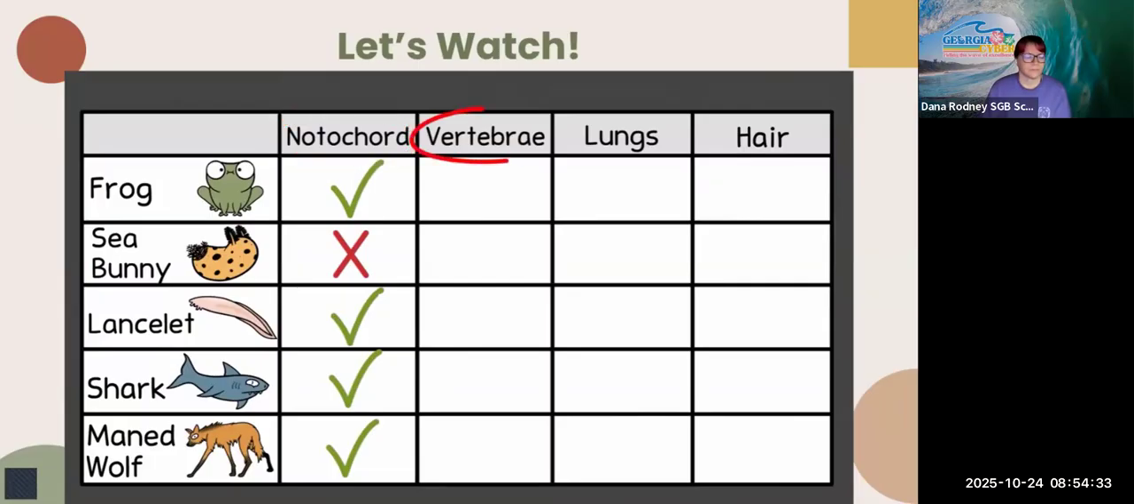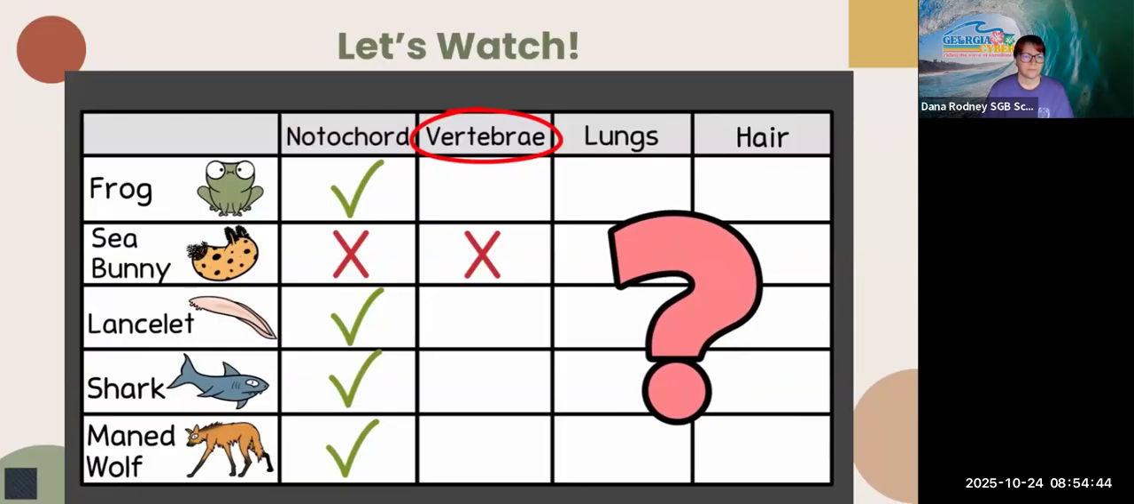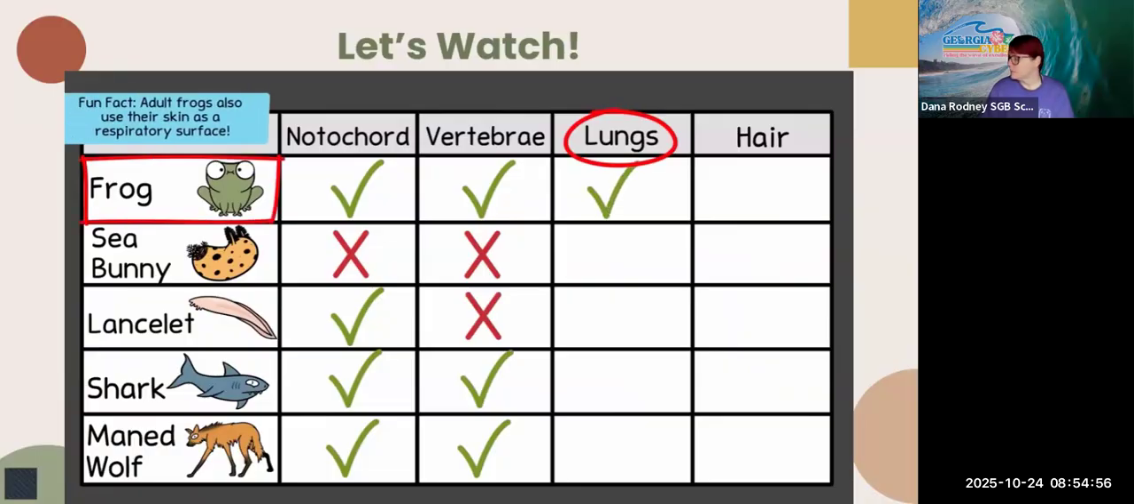Check. Next, vertebrae. This is for the vertebrate animals. We know the sea bunny is a no. Now these remaining animals are in the phylum Chordata. Most chordates have vertebrae, but one of the chordates here does not and is technically an invertebrate chordate. Which one? The lancelet. X on that, but the remaining have a check. Next, lungs. Which of these animals have lungs? This frog does, as an adult anyway, and so does the maned wolf. None of the others.